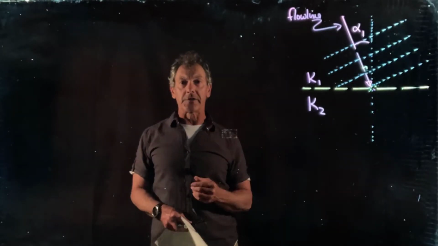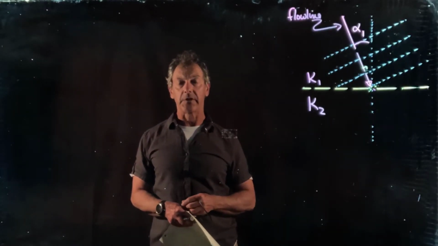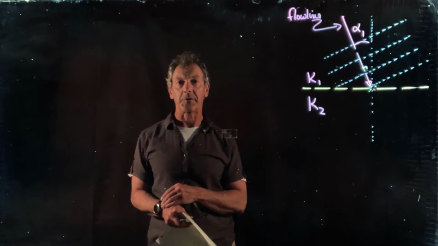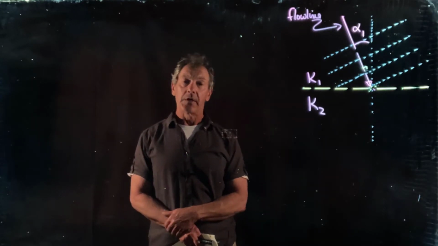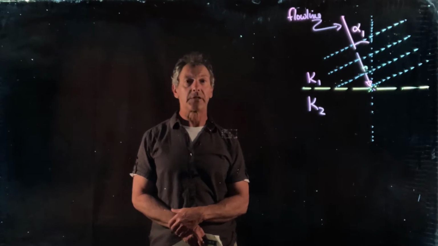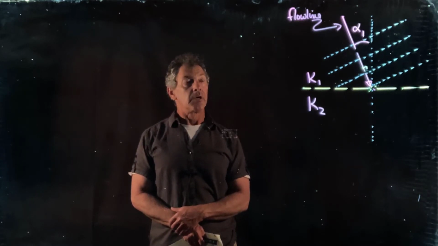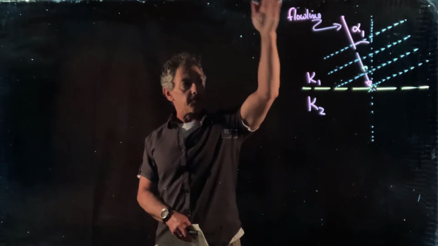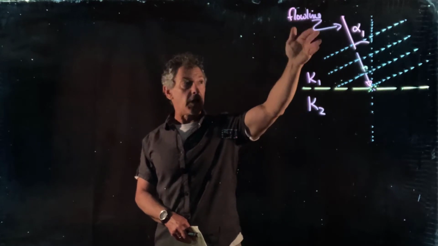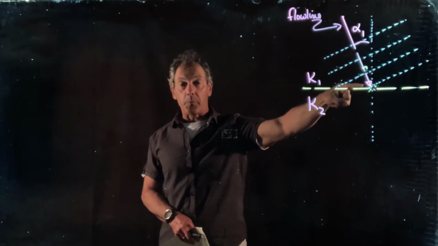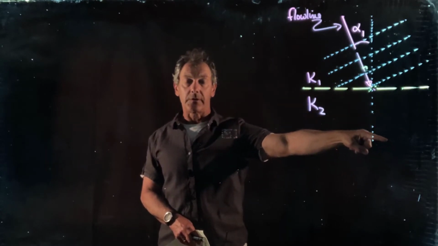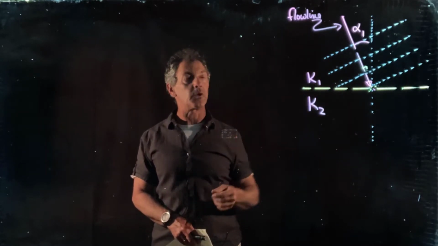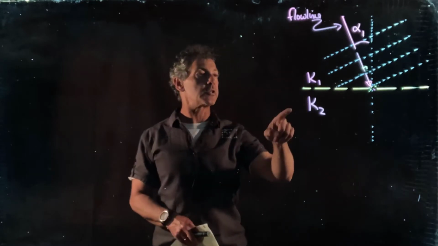So let's talk about this concept that we have in layered hydrostratigraphic media called refraction of streamlines. Refraction of streamlines occurs because when we have a streamline or a flow line that is oblique to an interface, it doesn't just travel straight through. So why is that? Well, we can see that in this construction here.